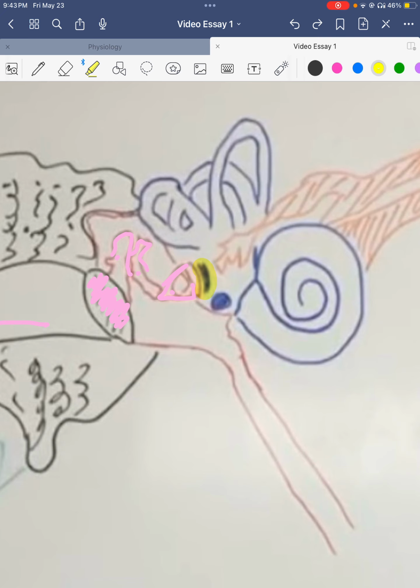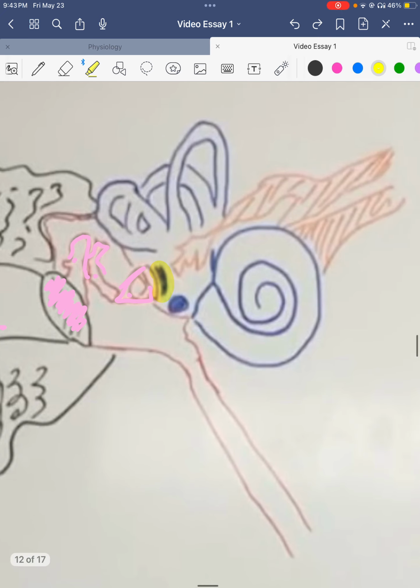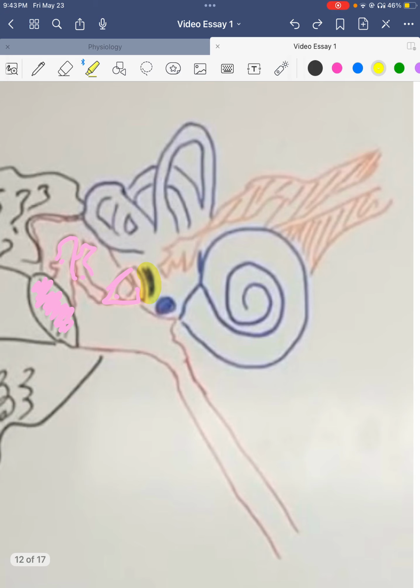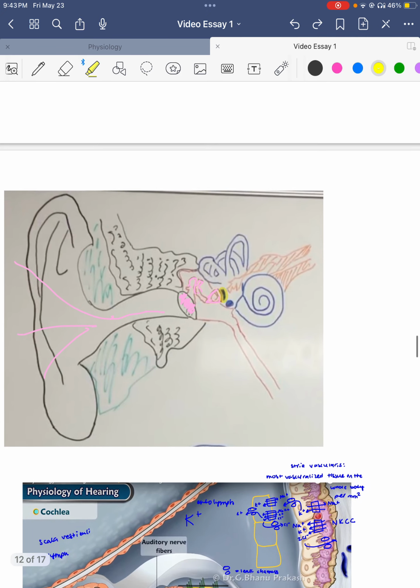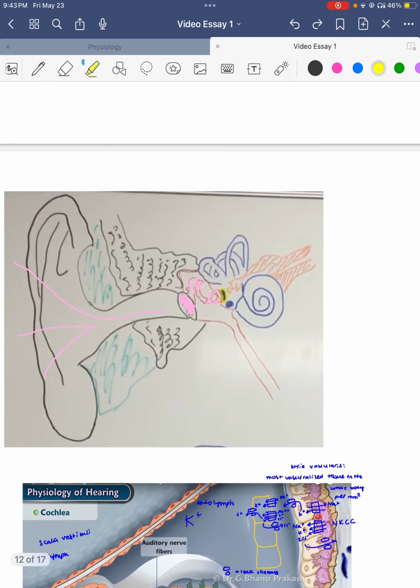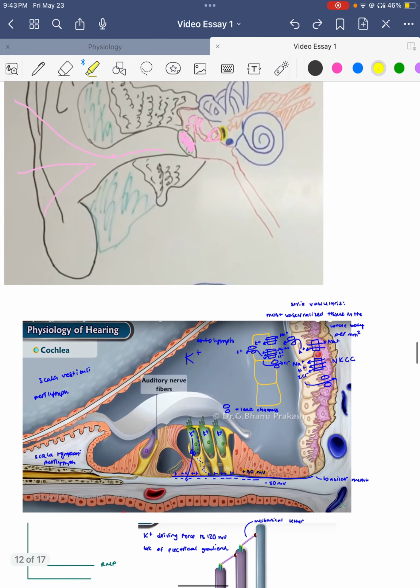So vibrations at the oval window create waves in the fluid-filled cochlea. These waves travel through the cochlear duct, causing the basilar membrane to move. Movement of the basilar membrane causes the hair cells in the organ of Corti to bend.